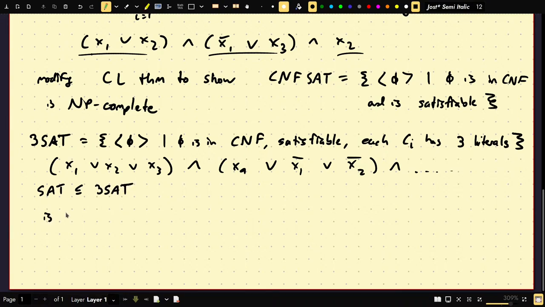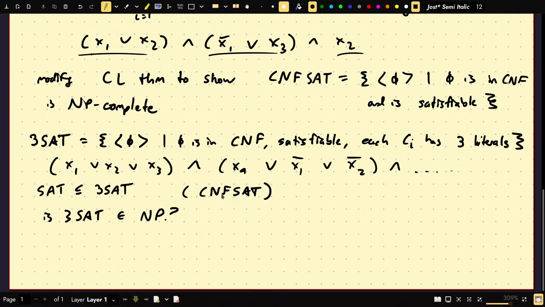First off, is 3SAT in NP? Well, SAT was in NP. Unrestricted SAT was in NP. So you take that verifier. It should also understand formulas that are in 3SAT form. So use that same verifier for 3SAT, and bam, 3SAT is in NP. So the reduction actually here is from CNF SAT.